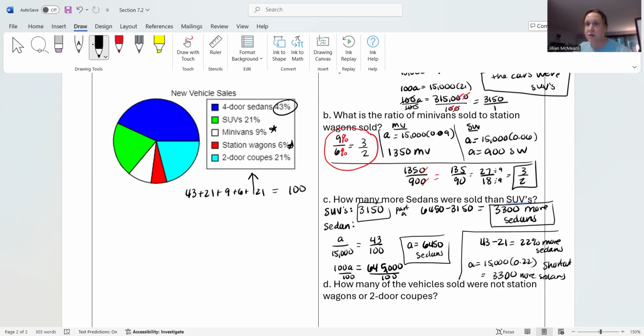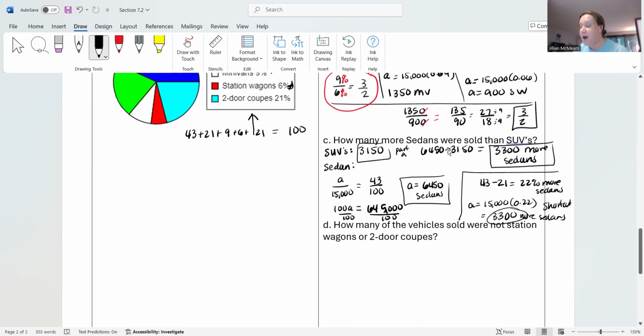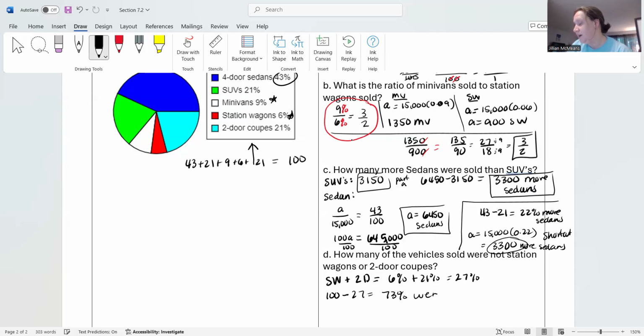Figure out what 22% of the total number of cars sold was, and that represents how many more sedans we had than SUVs. Okay. Finally, it says how many of the vehicles sold were not station wagons or two-door coupes. So let's figure out station wagons plus two-door. Well, we had 6% station wagons plus 21% coupes. So we're looking at 27% of the cars were station wagons and coupes. Now, if we take 100% of the cars and we subtract 27, that gives us 73% were everything else.